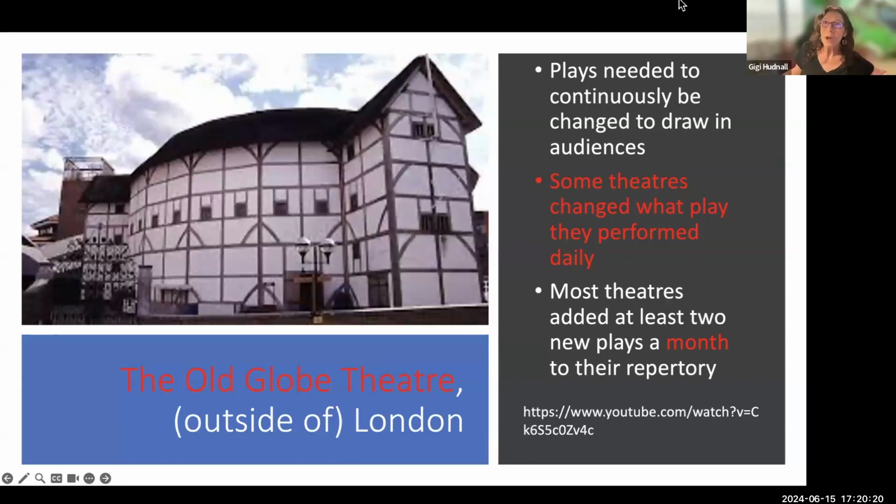Okay, so now we're back. So that was the old Globe Theatre.